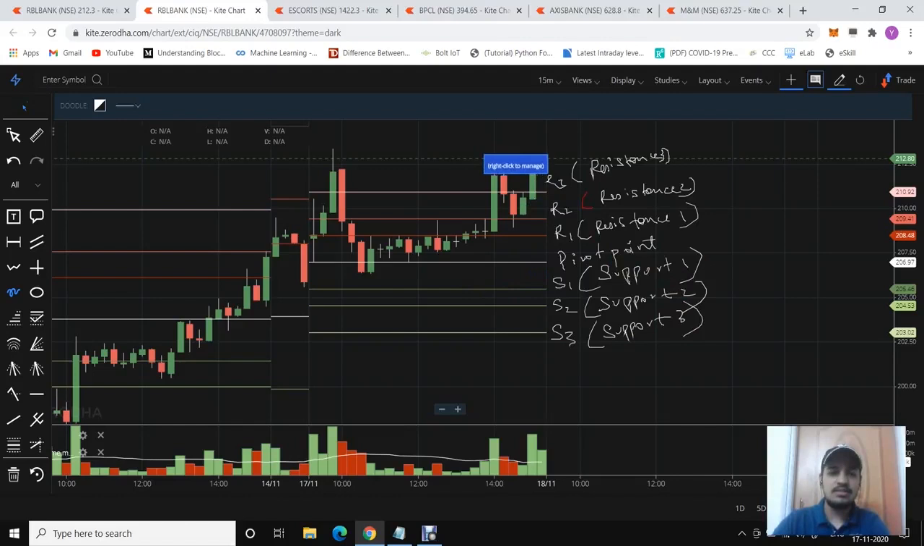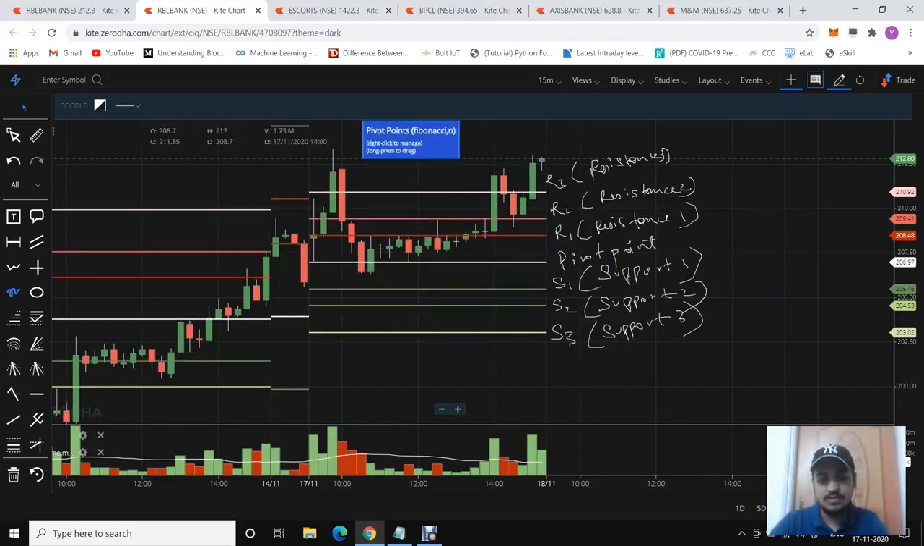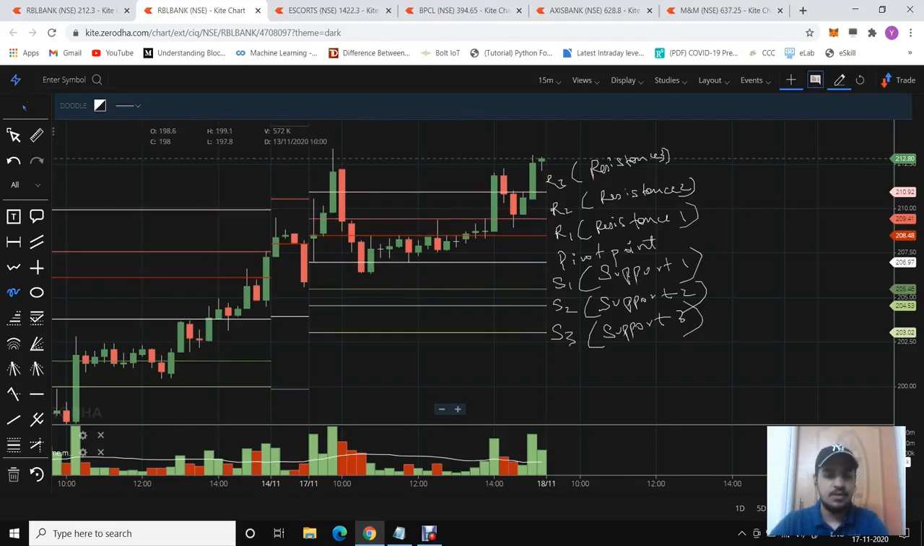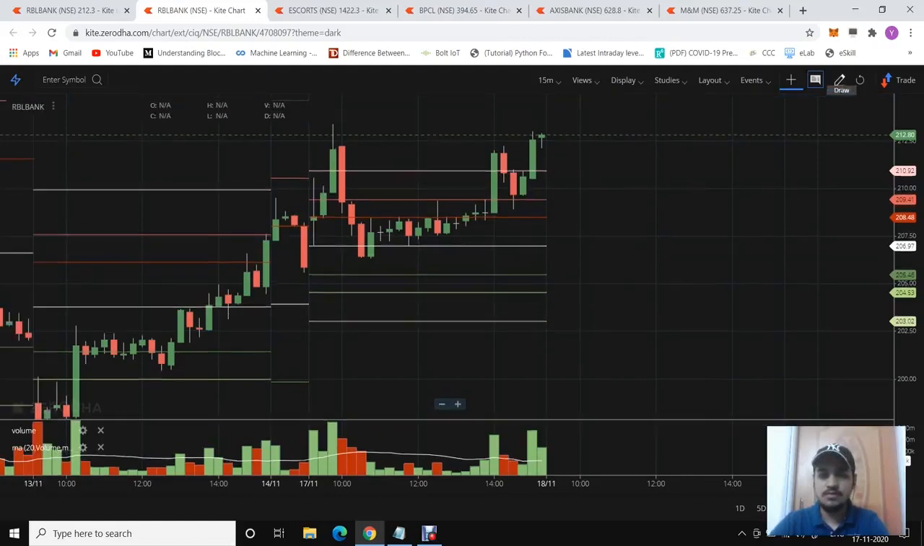So these are the naming conventions. The middlemost line is the pivot point. The 3 lines above that are R1, R2 and R3 respectively, and the 3 lines below the pivot point are S1, S2 and S3 respectively. The same thing is for standard pivot points as well. The naming convention is the same. The only difference between standard and Fibonacci pivot points is that the levels are different.